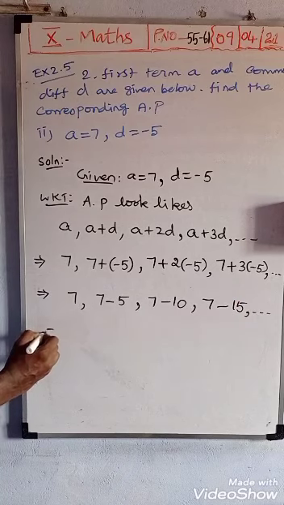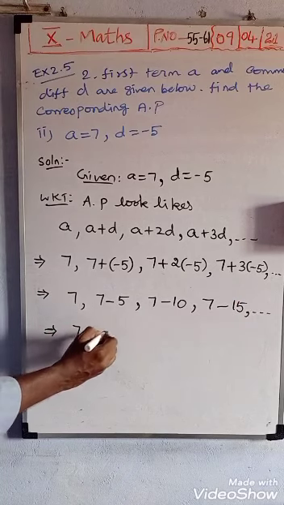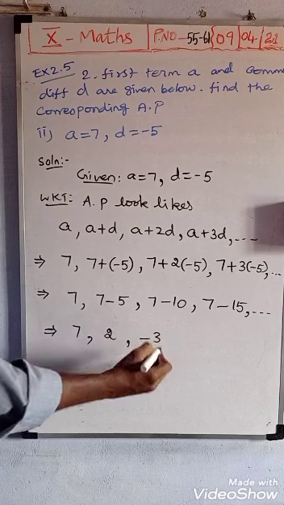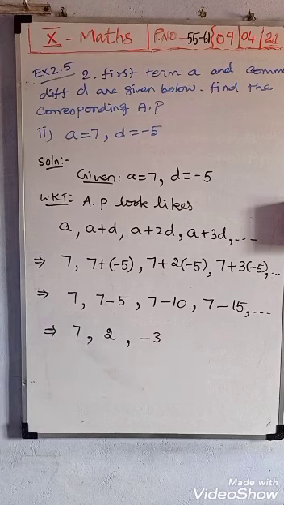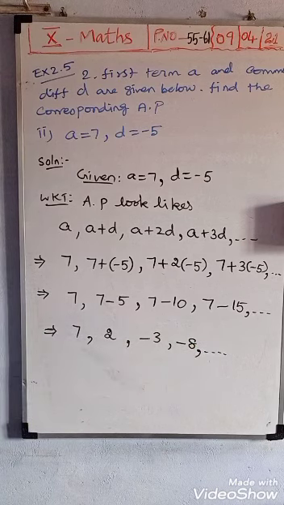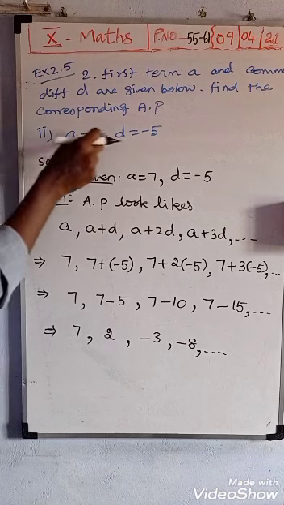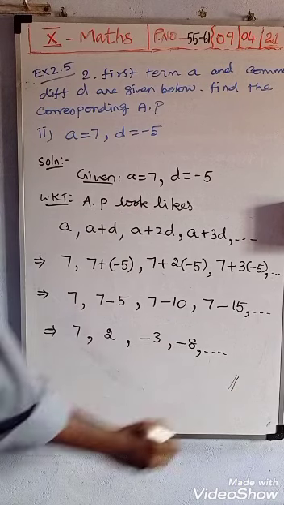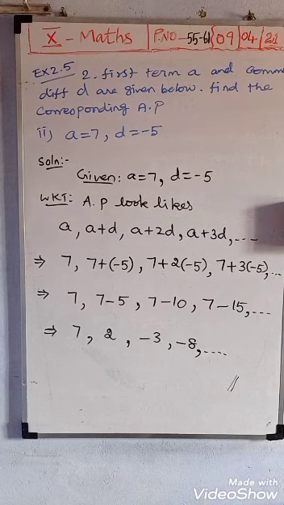After you simplify and write, we will receive the answer: 7 comma, 7 minus 5 is 2, comma, 7 minus 10 we will receive as minus 3. Next, 7 minus 15 we will receive as minus 8. Like that it will go on. It is an AP. Therefore the AP is 7, 2, minus 3, minus 8. That's all. Given the first term and the common difference, we received an AP. Therefore this is the answer.